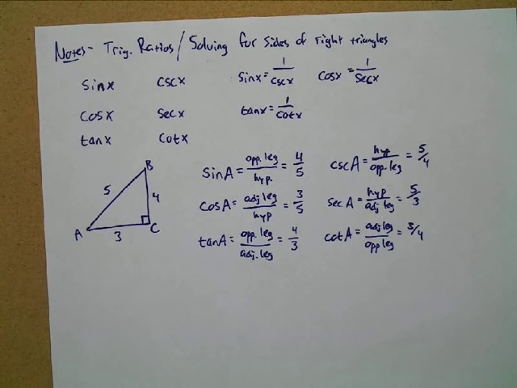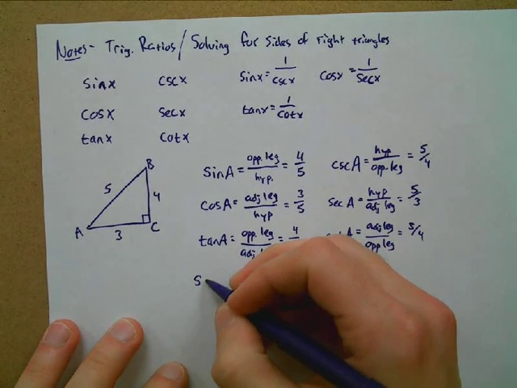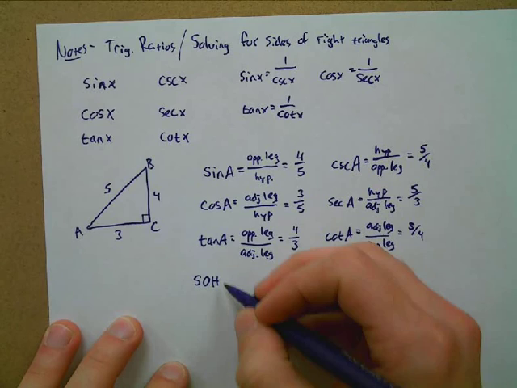Okay. So of course, to remember all this, we have that lovely mnemonic device. Sine is opposite over hypotenuse. Cosine is adjacent over hypotenuse. Tangent is opposite over adjacent.